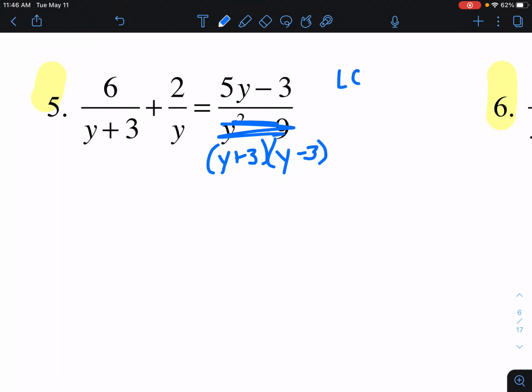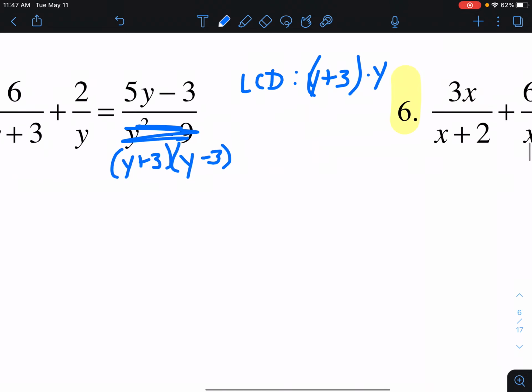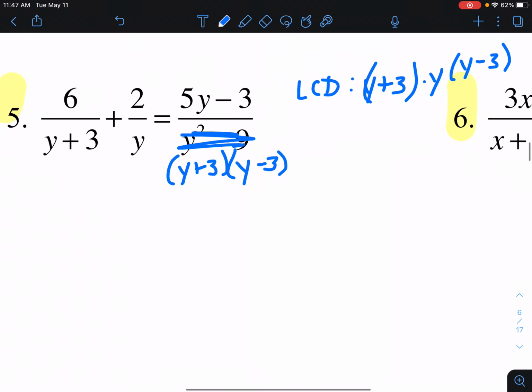So now for the LCD, we got a y plus 3. We got this y here. This one's accounted for already, but we have a y minus 3. So we got 3 parts to it. So now we go back and we look and we go, okay, the shortcut is you can ignore the denominators now. We're going to decide what the 6 is going to multiply by.